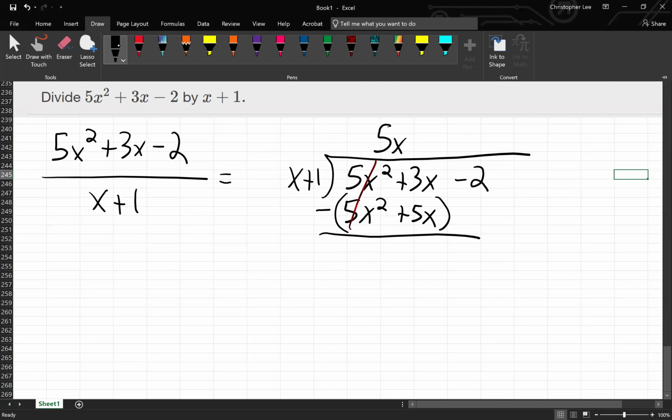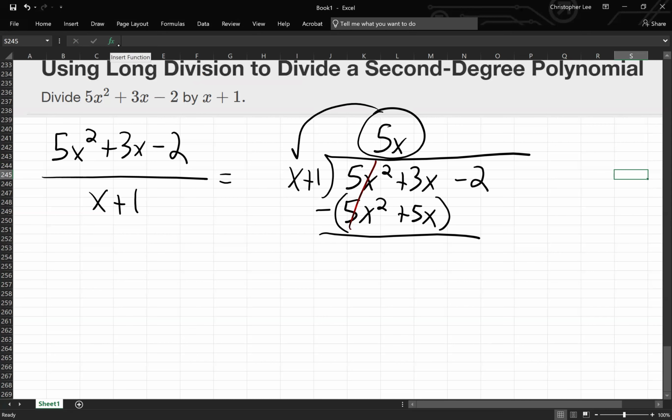Go back up. I took the 5x, I multiplied it times x, and that's how I got the 5x squared, right? Then I took the 5x and I multiplied it by 1, and that's how I got the 5x right here. Same as division: x goes into 5x squared 5x times. The whole thing. That's what we got.